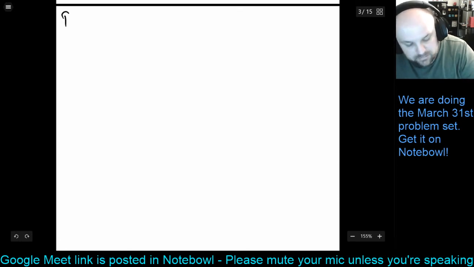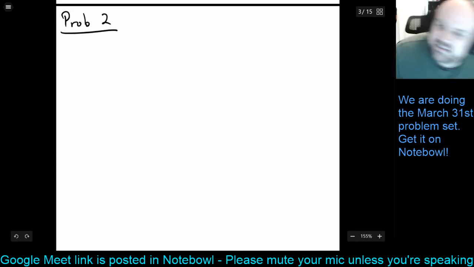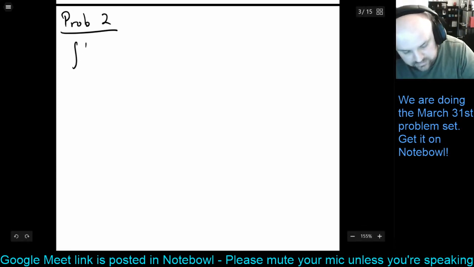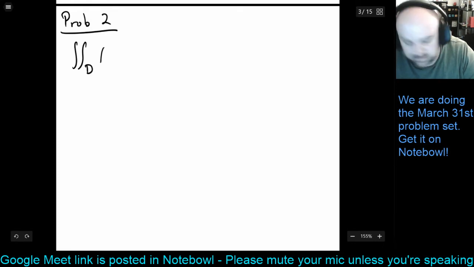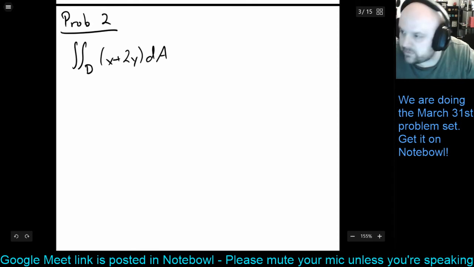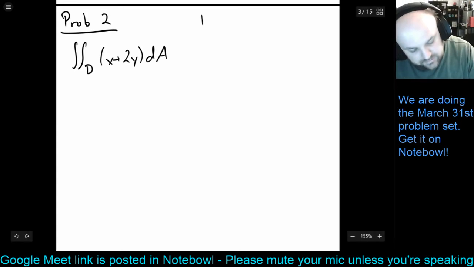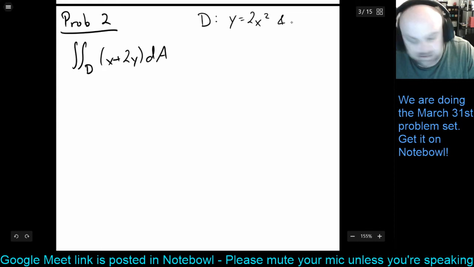So let's look at problem 2 here. So problem 2 says evaluate this double integral over D of x plus 2y dA, where D is the region bounded by y equals 2x squared and y equals 1 plus x squared.